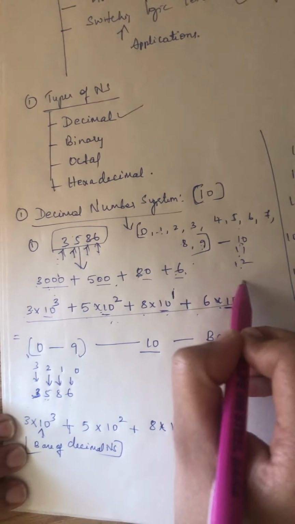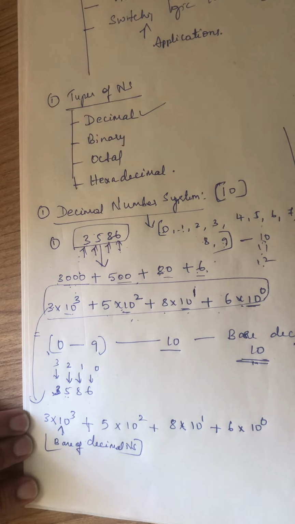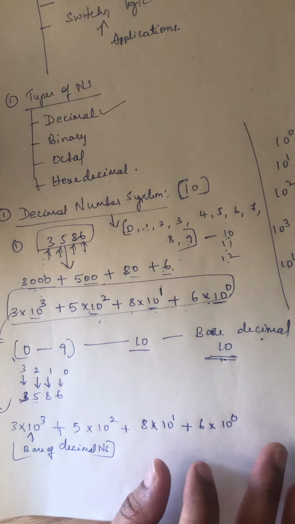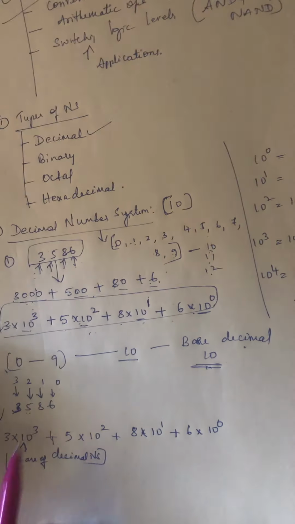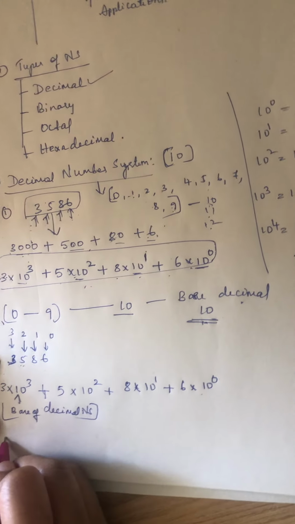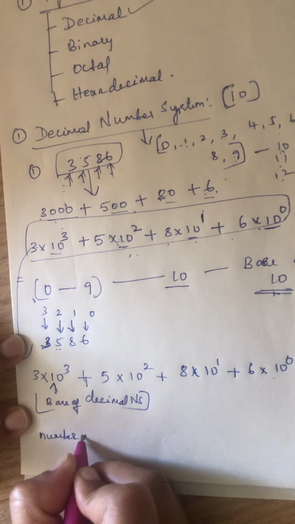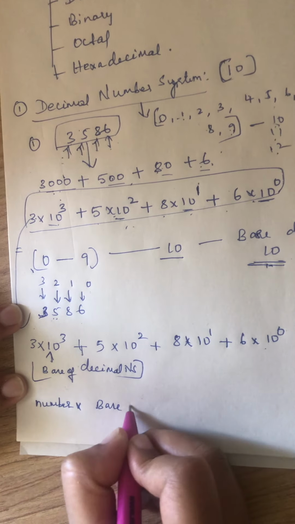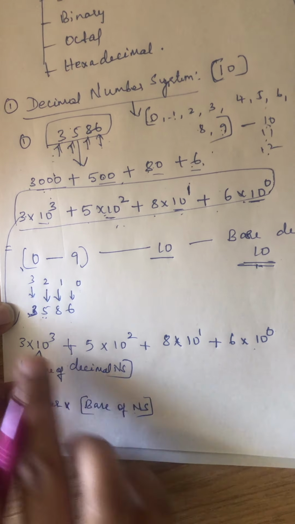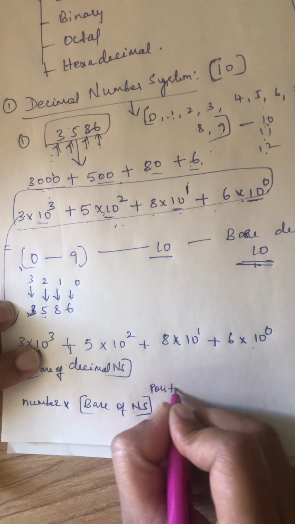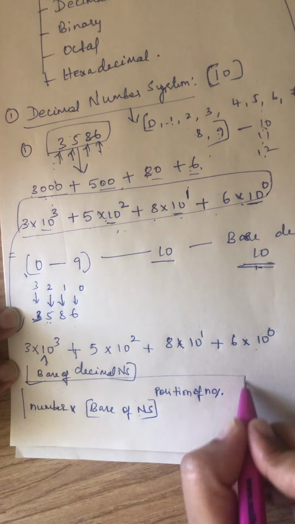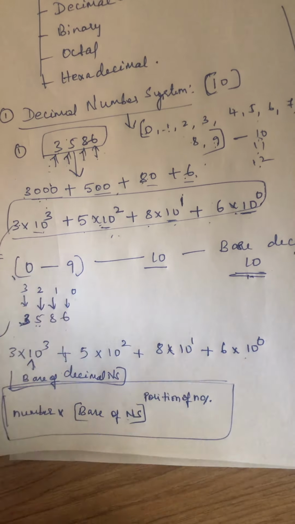So now we have written it, and in the same way I can write it using the position of the number system. This is just one way of writing the normal decimal number system in terms of its base and its position. So what we have written is number into base of the number system, here ns refers to number system, to the power of position of number. Clear? So this will be the formula for any number system.